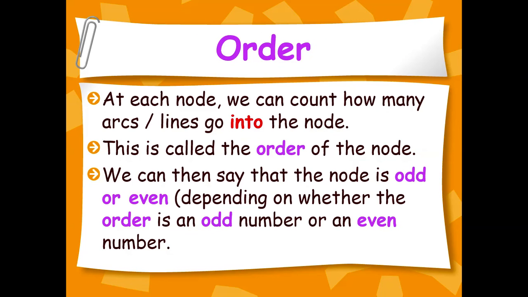So now we get into the first key idea, and this is the idea of order. Every node that we have, every intersection point, remember, we want to count how many arcs or lines are going into that node. Then what we find is called the order, and we want to find out whether that is an odd number or an even number. This is going to be useful particularly when we get to our traversability method, which is one of the 3 methods you need to do for Achieved.